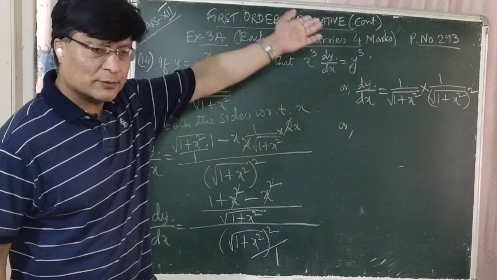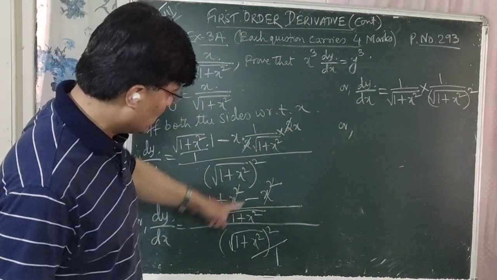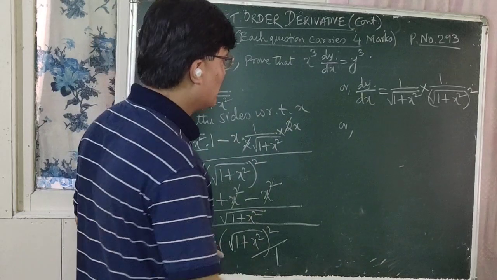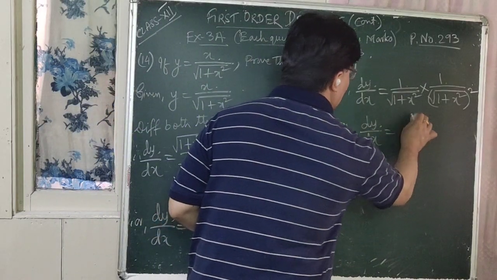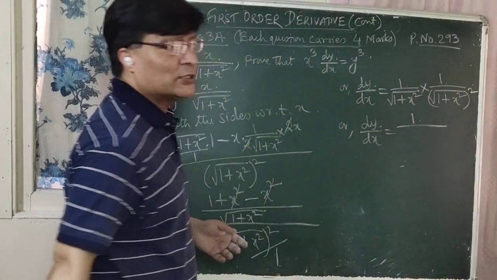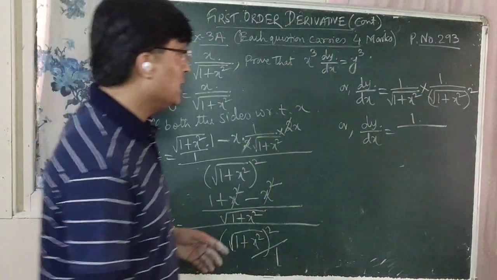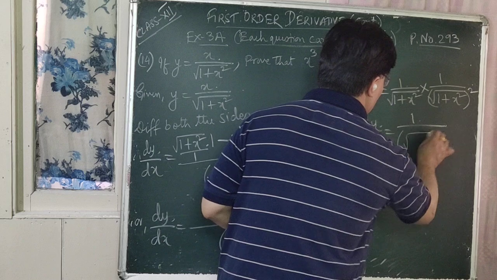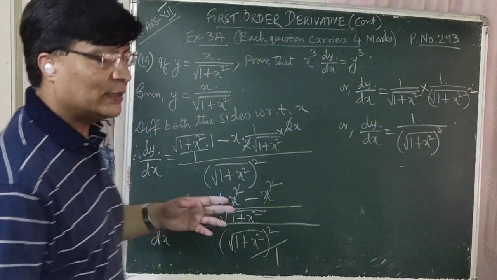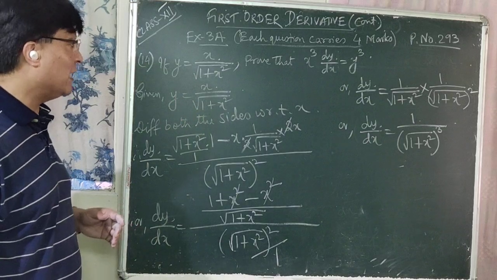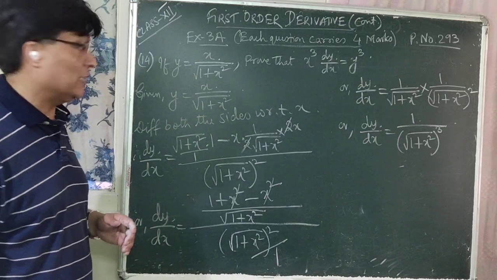So when it becomes upside down, 1 upon, in the denominator, root over 1 plus x square whole square, right? Now what is the value for dy by dx? It is dy by dx is equal to 1 upon, you can multiply these two root over, powers will be added. So what do we get? Root over 1 plus x square whole cube. Okay? So we have got the value for dy by dx.